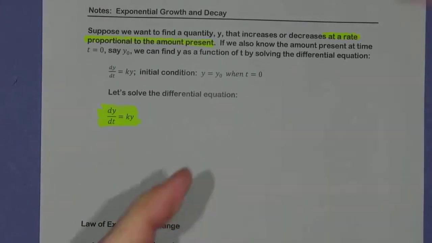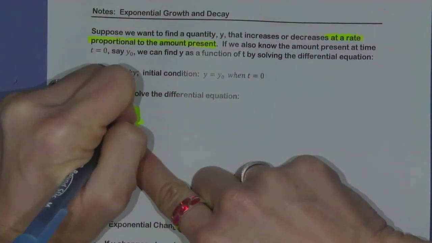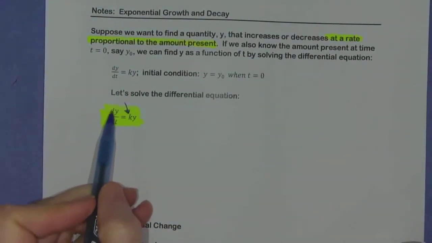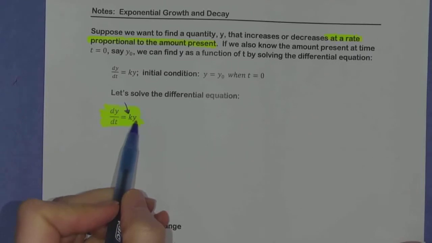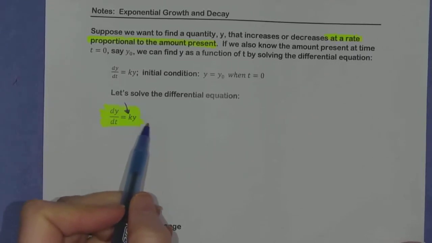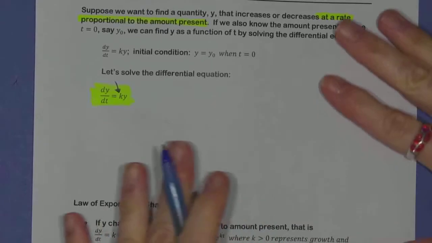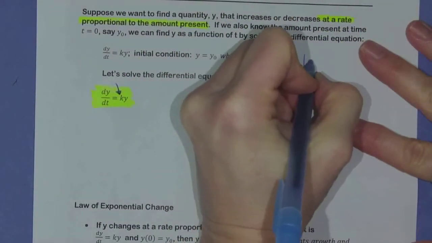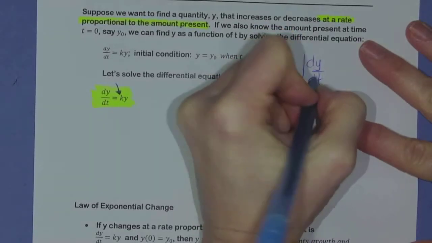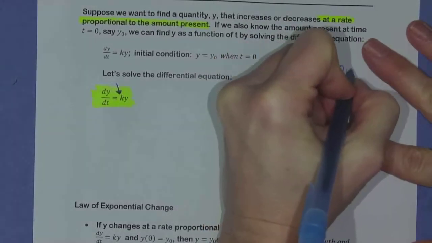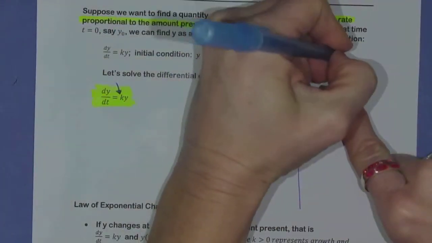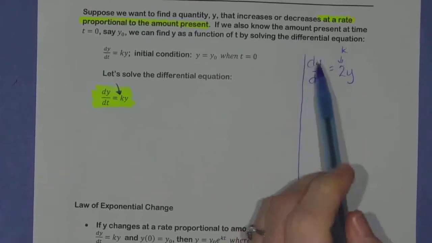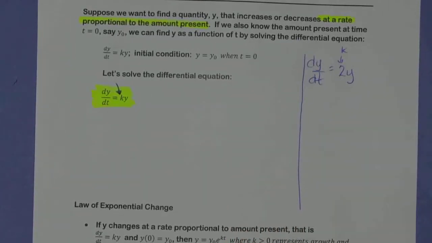So this k right here is called the constant of proportionality. So we're increasing or decreasing at a rate proportional to y, the amount present. So what I want to do right now with just that piece of information is come off to the side, and I want to give you a concrete example. So say your dy dt, your differential equation, was 2y. Like we actually pick a value right here for k. So we're changing at a rate equal to twice the amount present.